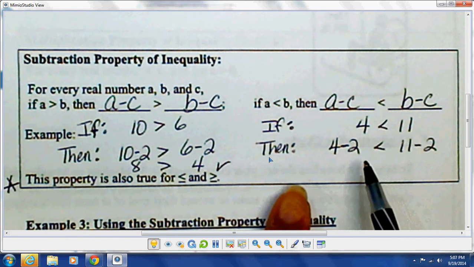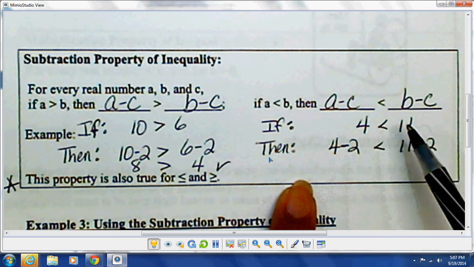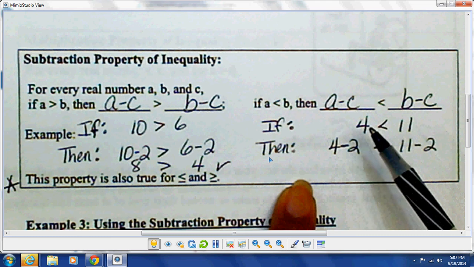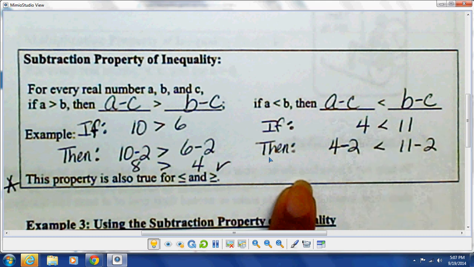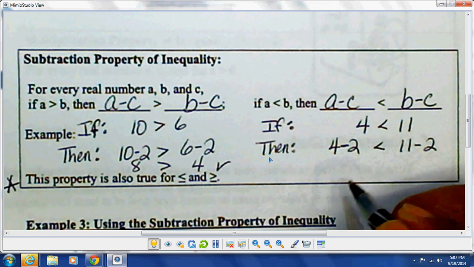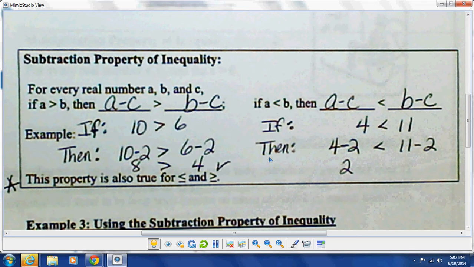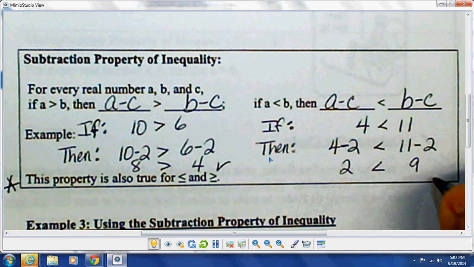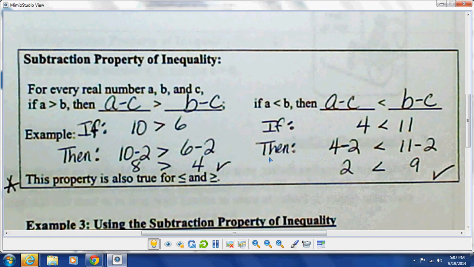Okay, same thing for our less than symbol. In this case, I've given A a value of 4. I've given B a value of 11. And I'm going to bring over that same C value of 2 this time. So A minus C would be 4 minus 2. That's 2. Our B minus C is 11 minus 2, which is 9. 2 is less than 9. So that checks to be true. So it's the same if we were doing subtraction. Because remember, it's just like solving an equation. If you have a subtraction problem, you're basically going to add the same thing to both sides, so it's going to stay balanced.